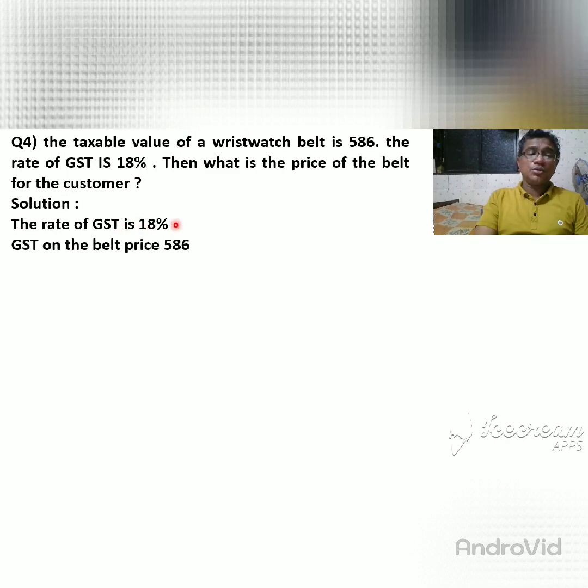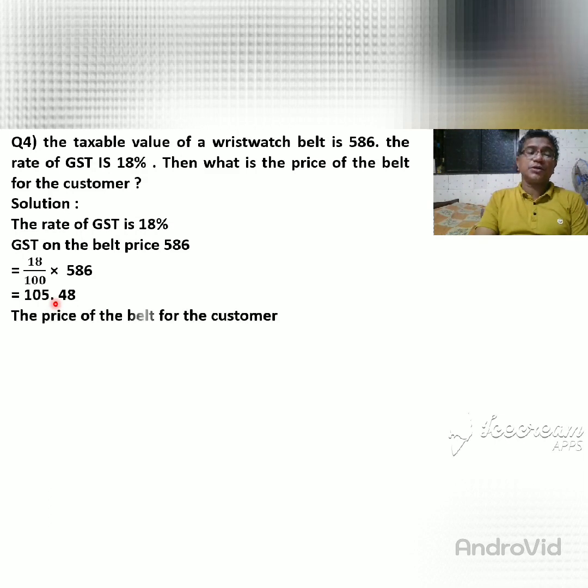The rate of GST is 18% on the bill price 586. So 18 upon 100 into 586. So 18 into 586, you get 10,548. There is a 100 having 2 zeros, so 2 decimal points back, so GST is 105 rupees 48 paisa.